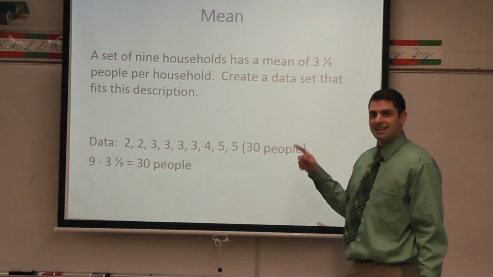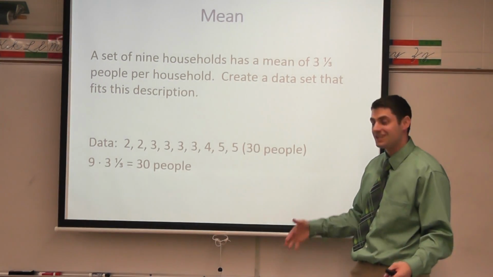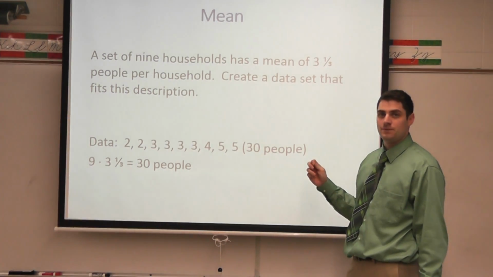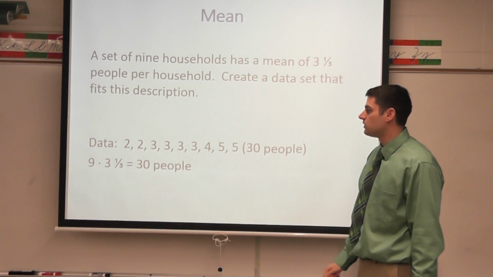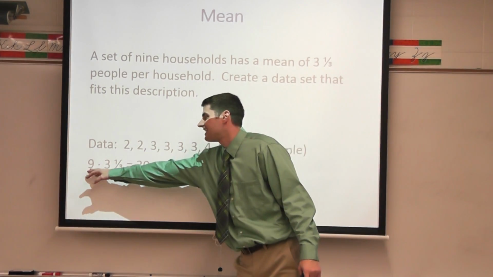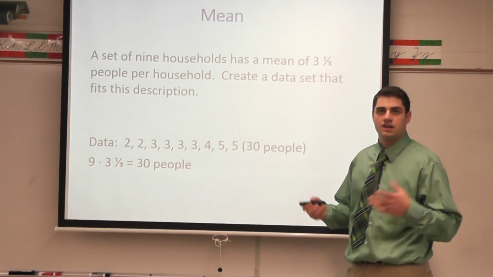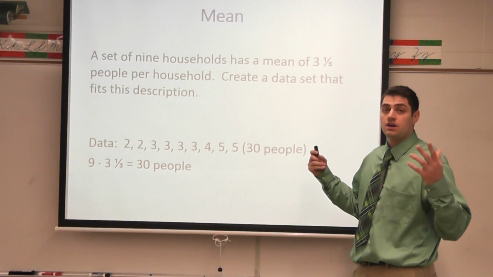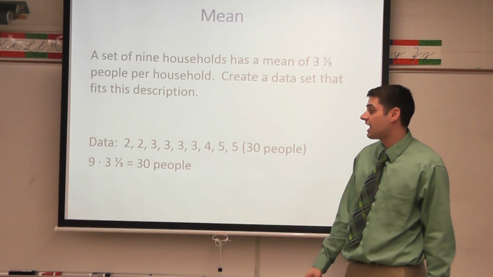So I have a data set that has 9 households, which equals 30 people, and I can double check this. 9 times 3 1/3 is going to equal 30 people, or I could take 30 people divided by my 9 data set, and that's going to equal 3 1/3. It's just like a fact family that we've talked about earlier in some of these units. So this is a fact family here with 9, 3 1/3, and 30.